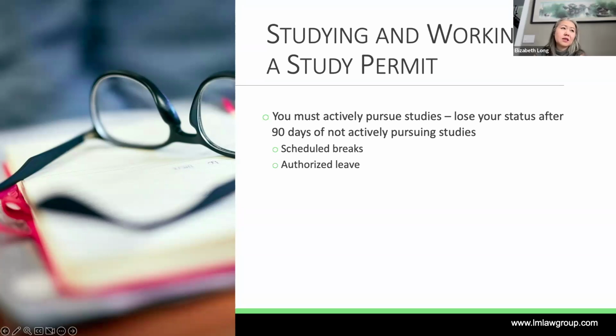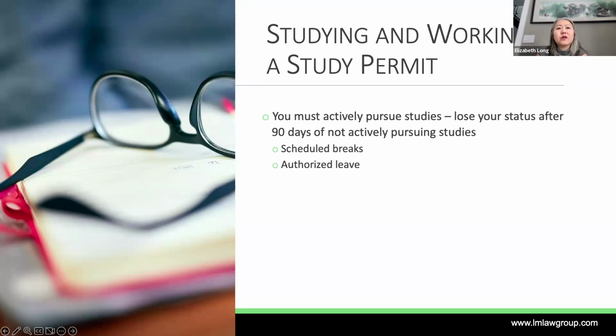What does actively pursuing studies mean? It means you don't have to be registered as a full-time student to be actively pursuing studies, but you have to be registered as a student. You have to be going to classes, taking your final exams. You're a student per se. There are two exceptions to the rule. One is scheduled breaks. Scheduled breaks are whatever is on the academic calendar. For example, your summer break or your spring break or whatever break there is that everybody else in your program has, that's fine. And then there's authorized leave.